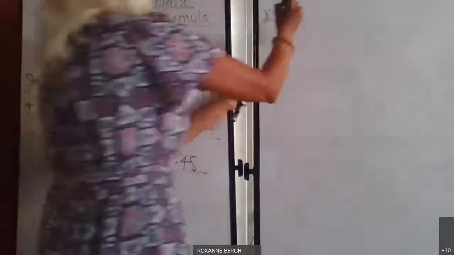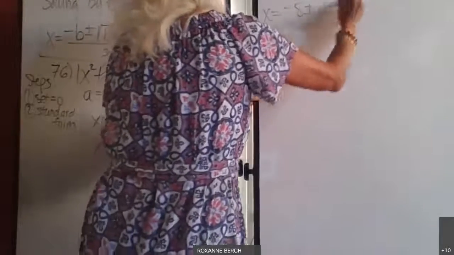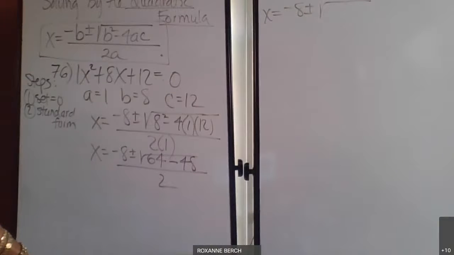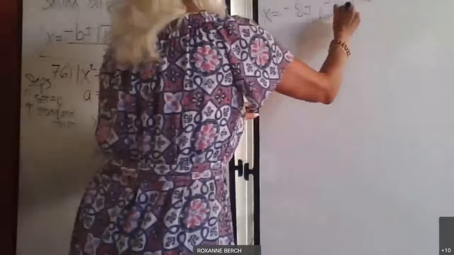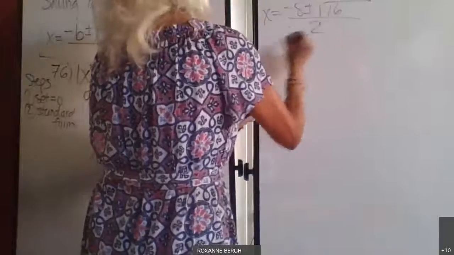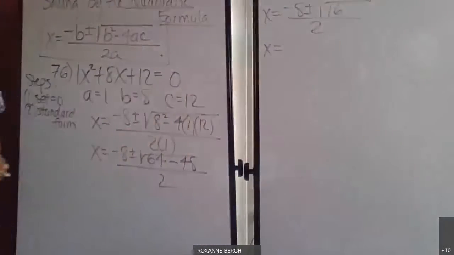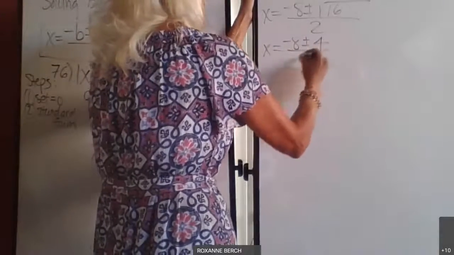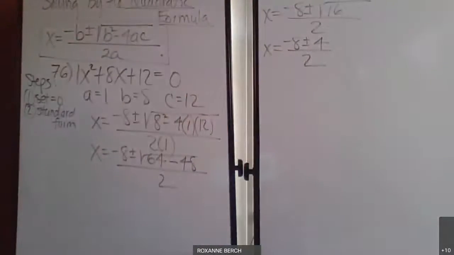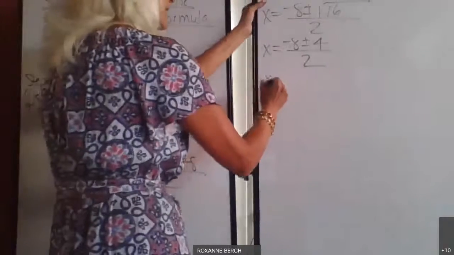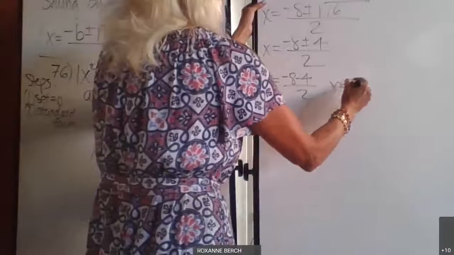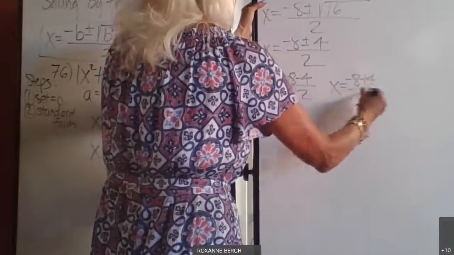X is equal to negative 8 plus or minus the square root of 64 minus 48, which is 16, divided by 2. So this would be negative 8 plus or minus 4 divided by 2. So your two solutions would be x equals negative 8 minus 4 over 2, and x equals negative 8 plus 4 over 2.